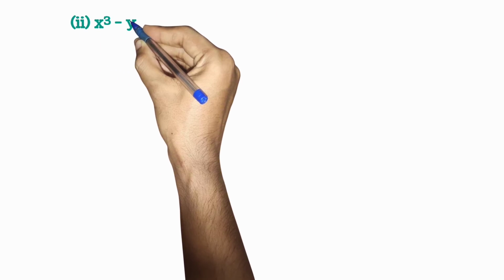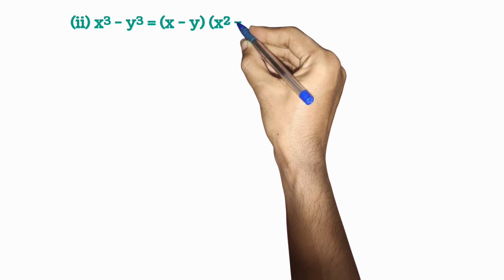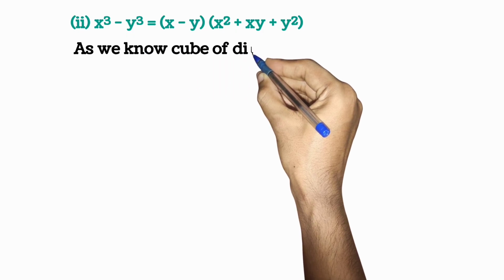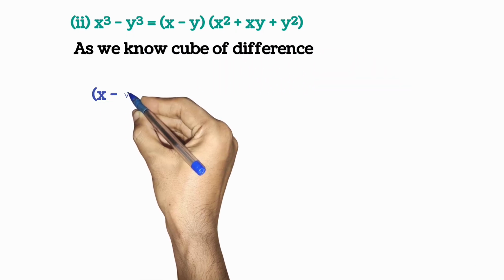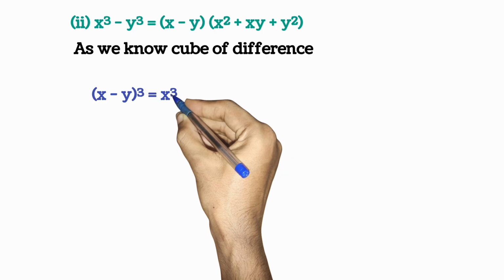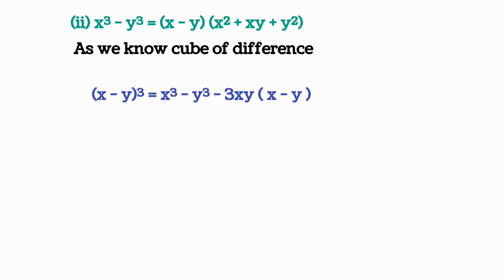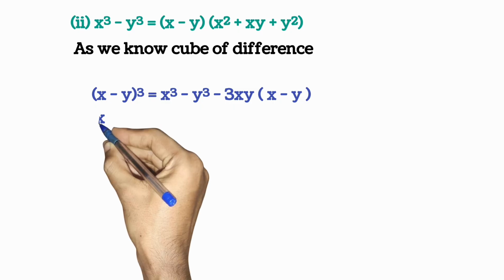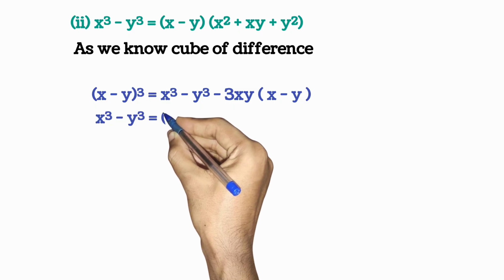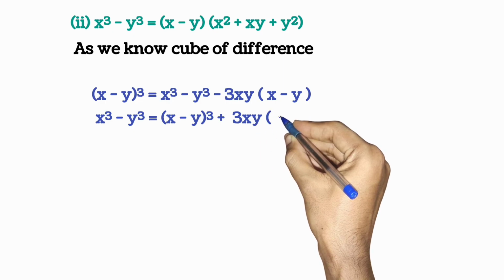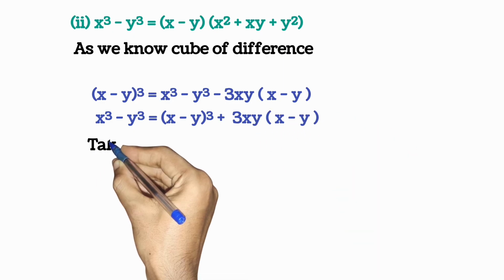Now the second expression is x cube minus y cube equals x minus y into x square plus xy plus y square. As we know, the cube of the difference, x minus y the whole cube, equals x cube minus y cube minus 3xy into x minus y. Now to calculate x cube minus y cube, we transfer minus 3xy into x minus y to the left side. Then we get x cube minus y cube equals x minus y the whole cube plus 3xy into x minus y.